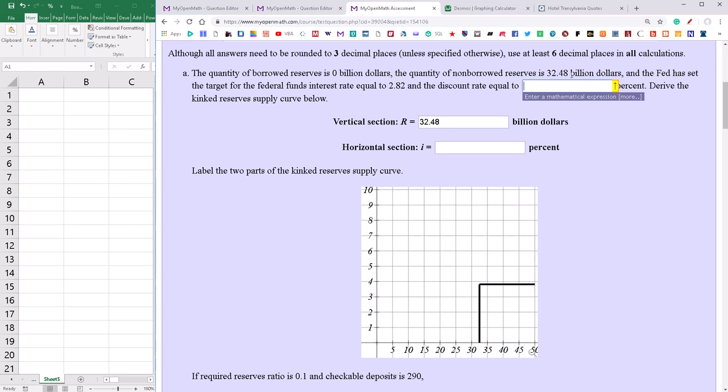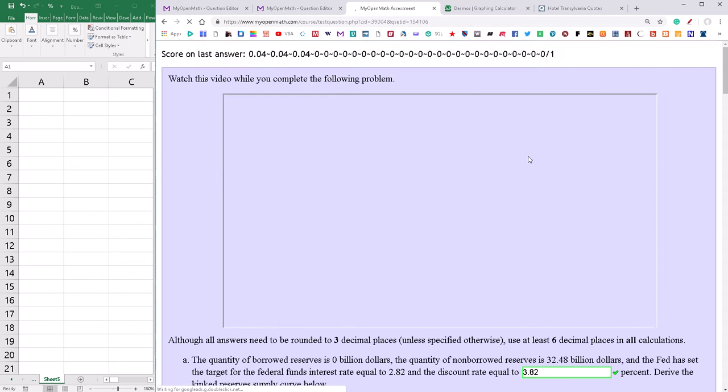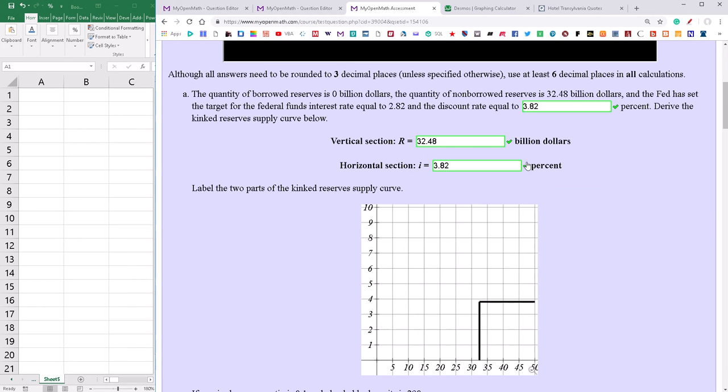Under the current policy, that means the discount rate must be 3.82, 100 basis points higher. And because the discount rate, under normal conditions, is a non-binding price ceiling, it ends up kinking the supply curve of reserves at 3.82, the value of the discount rate. So let's go ahead and hit enter and see what happens. Okay, so we got both those right.